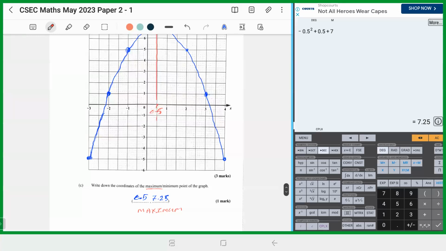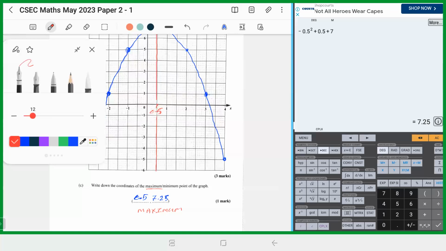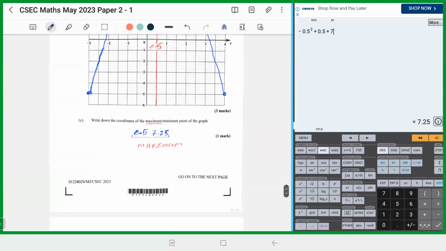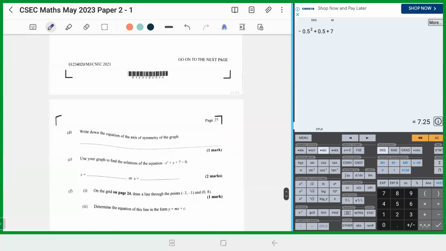And that line comes all the way down. That's the line. X equals 0.5. So it's x equals 0.5, or you could put x equals half.